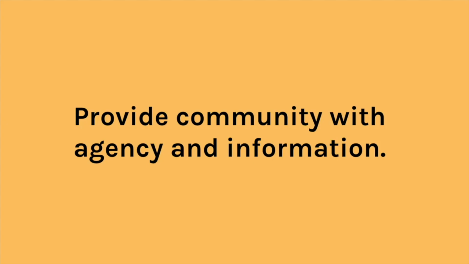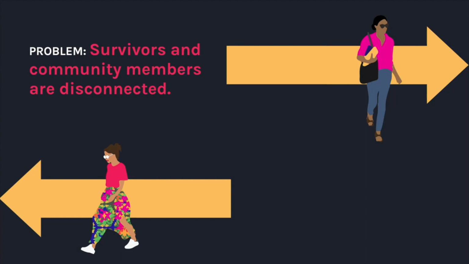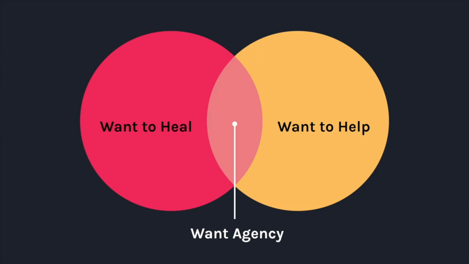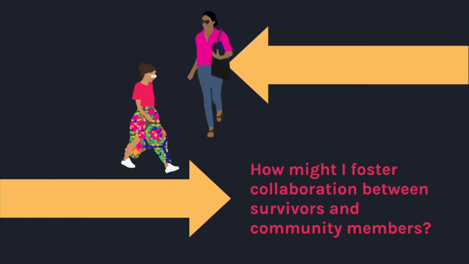So I also realized we need to provide community with agency and information on how to better support survivors. And the problem that I was looking at was that survivors and community members are disconnected. Survivors are already isolated from their community, and the community's lack of information furthers this gap. So how could I bridge the gap? There was a community who wanted to heal, and there was a community who wanted to help, and they both needed agency. So I thought collaboration was a way to do this. So I explored how might I foster collaboration between survivors and community members.